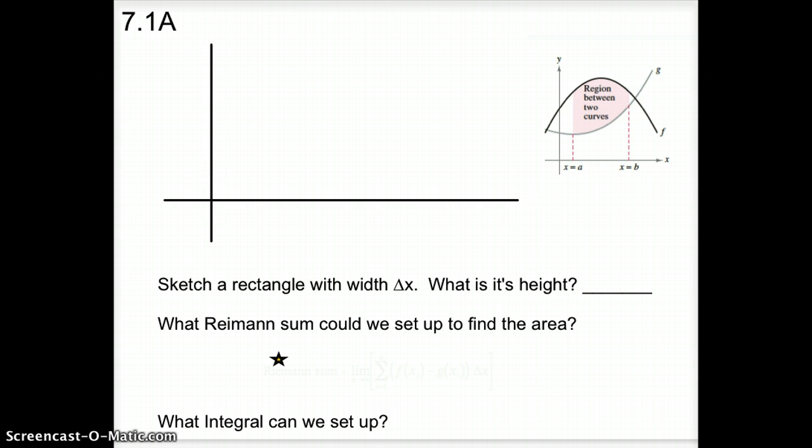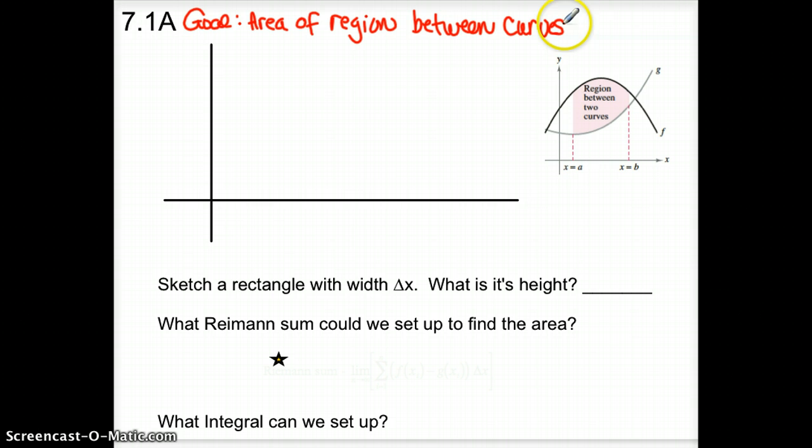So in 7.1A, our goal, I'm going to go ahead and write this down here. Our goal is to find the area of a region between two functions, or between two curves, if you want to put it that way.